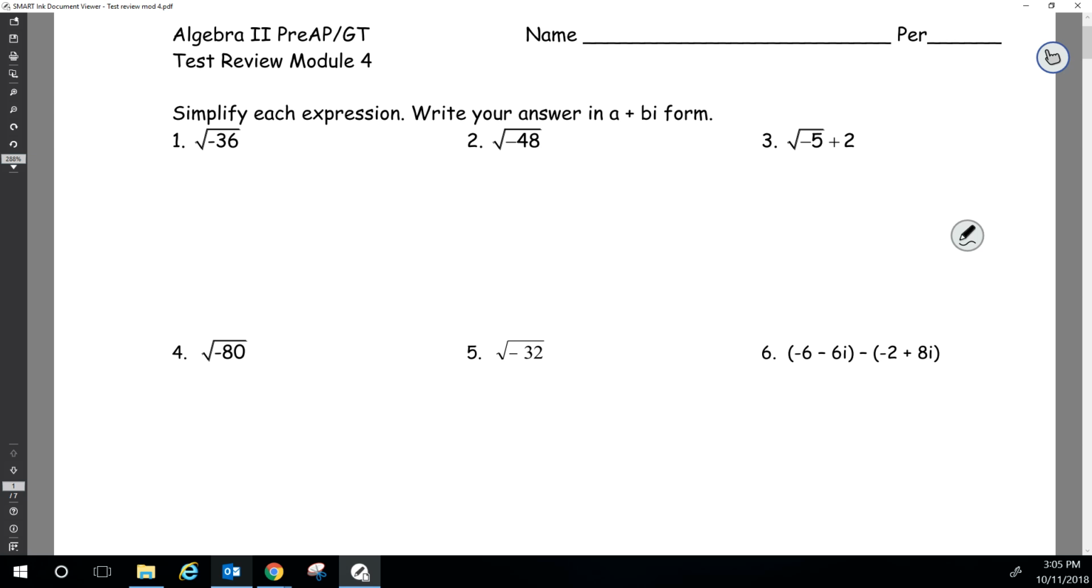For problems 1 through 6, we're supposed to simplify each expression. We're going to write our expression in complex form, which means the real part of the number goes first, and the imaginary part goes second.